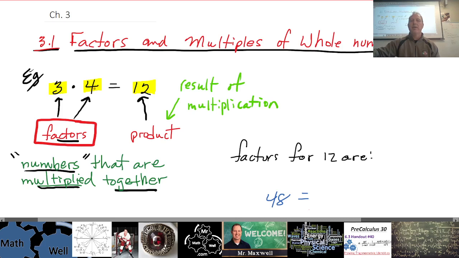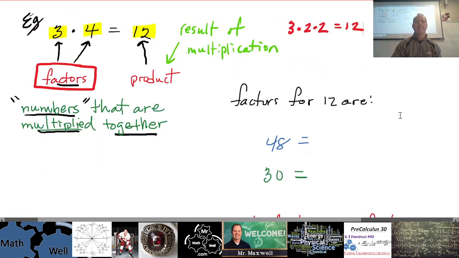These are factors. There could be more than 2 factors for a number, which we'll talk about later, but for example, I could do 3 times 2 times 2. That also equals 12, and all 3 of these numbers are factors, okay? So there could be more than 2 factors. There isn't just one, because you have to multiply 2 things together, okay? Anyways, the product is the result when you multiply, so that's what I will call that.